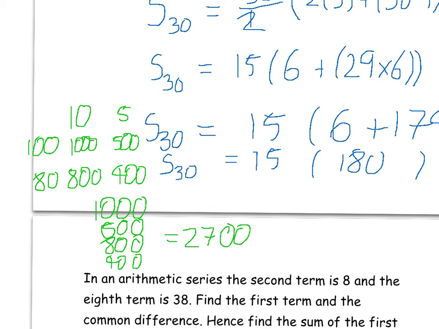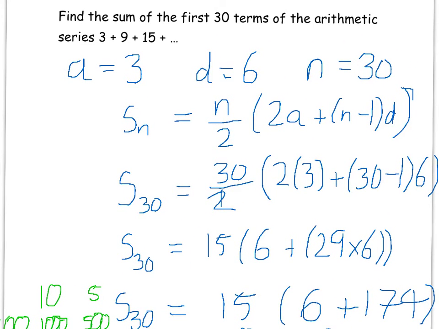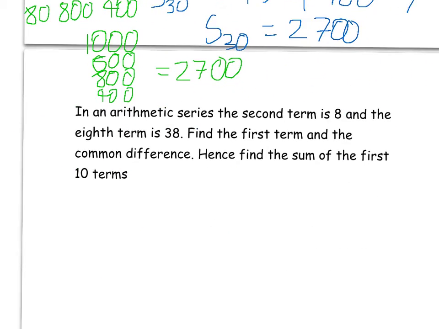So the sum of the first 30 terms in this sequence is 2,700. So as I said, remember this formula is given to you in your exam, but you do need to know what a is, what d is, and what n is. So a is the first term, d is the common difference, and n is the number of terms you're asked to find the sum of.